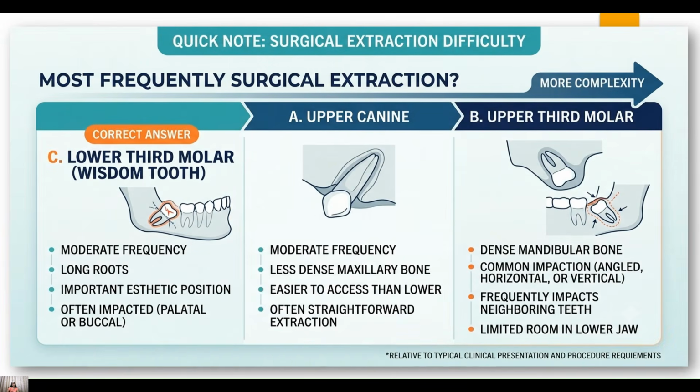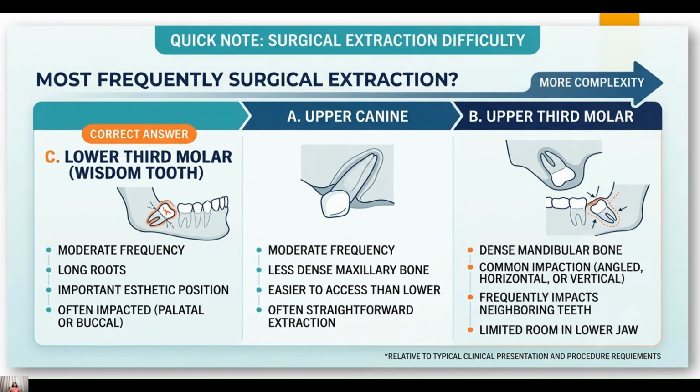Well, our lower jawbone is incredibly dense, and these teeth often run out of room, getting trapped or impacted under the bone. To get them out, surgeons usually have to gently clear some bone away, making it a true surgical extraction. Upper wisdom teeth and canines are tricky too, but their surrounding bone is much softer, making them easier to remove. Moving on to the next question.